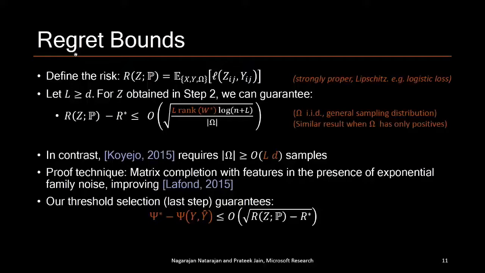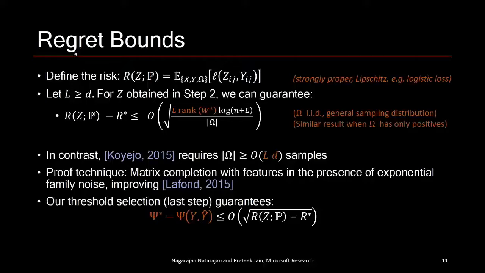And that quantity, in turn, is essentially bounded by two parameters. One is L, which is the number of labels, and the other is the rank of W star, which is the parameter that you estimate. What we have to notice is that if omega denotes the number of observations you have, then as long as you have about L times rank of W star observations, you have a bounded regret. We can show that this improves over some of the existing results, and it also generalizes some of the known results for matrix completion in the presence of random features and random noise, in particular exponential family noise.